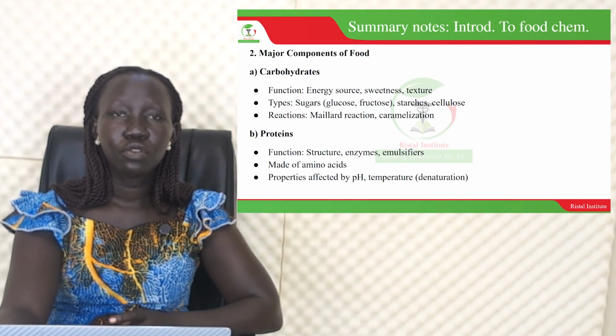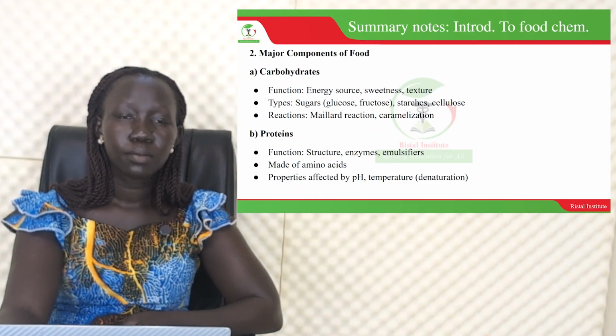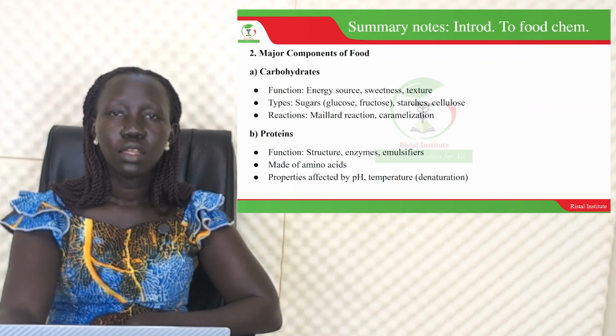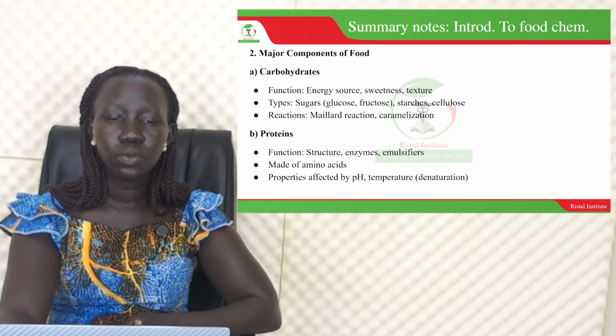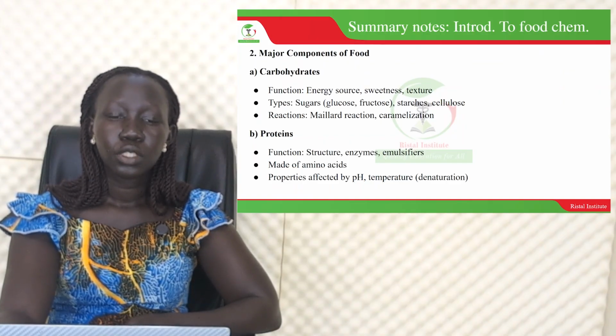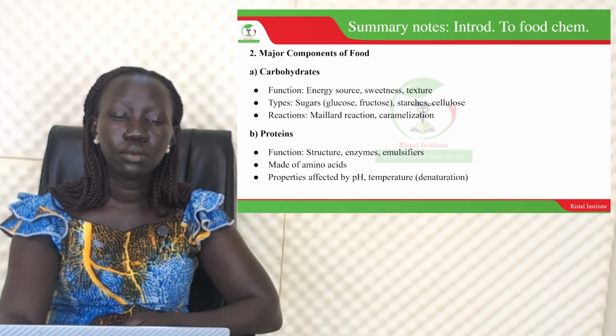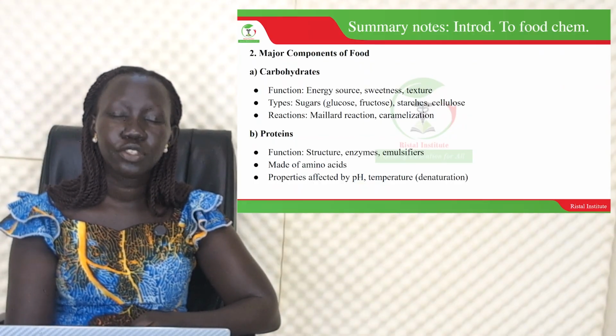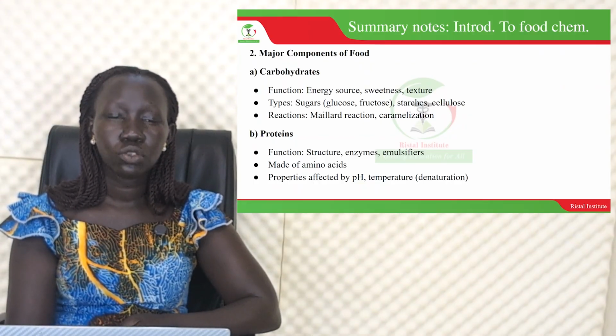The major components of food, the carbohydrates. The function of the carbohydrates, we said they are an energy source. They can be used as sweeteners, and they can also help to add texture to different food products. The types, we have the sugars involving glucose, fructose, and then the starches and also cellulose. And then we have two major reactions that are involved, the Maillard reaction and caramelization.